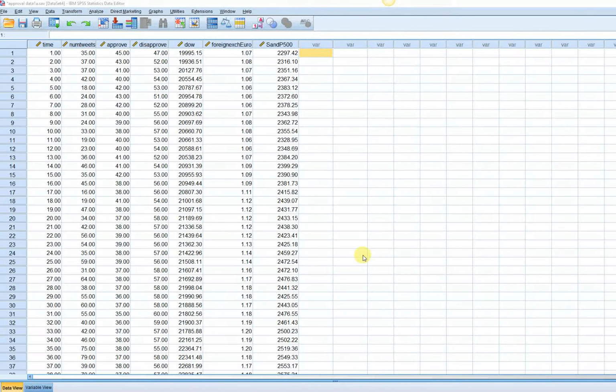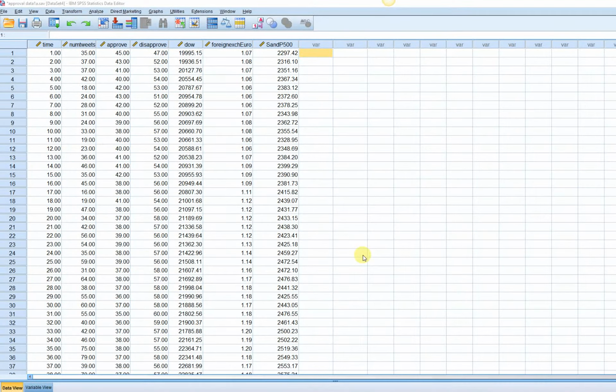In this video, I'm going to illustrate carrying out time series regression in SPSS using the Cochrane Orcutt procedure and the Prais Winsten method. So generally you're going to pick one of these. I generally prefer the Prais Winsten method, but I'll show you both of them.